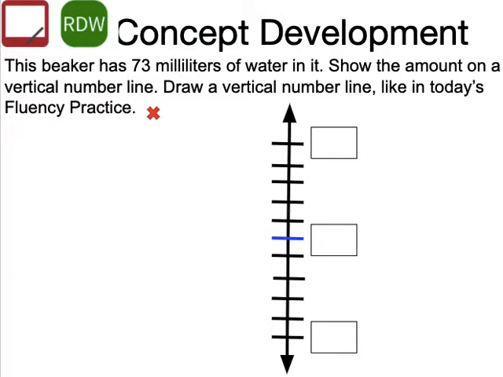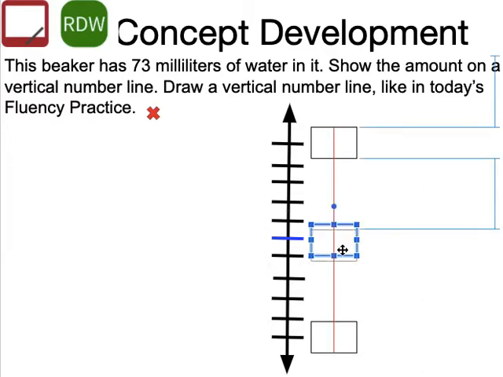This beaker has 73 milliliters of water in it. We're going to show the amount on a vertical number line. Draw a vertical number line like in today's fluency practice. So we are talking about the number 73. They're referring to 73 as how much water is inside.